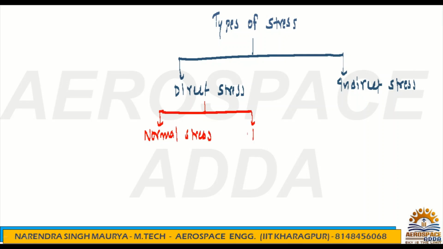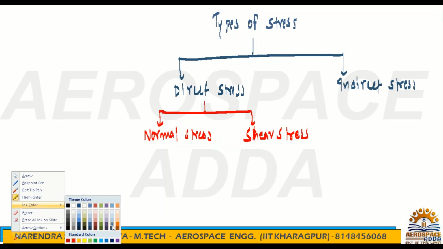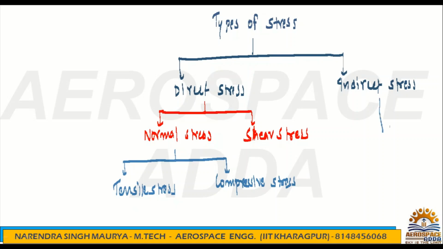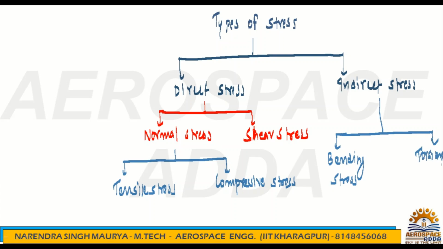Normal stress and shear stress. Shear stress is also called tangential stress. Now this normal stress again will have two types. It's called tensile stress and compressive stress. And indirect stress will have two types basically: bending stress and torsion. These are the types.